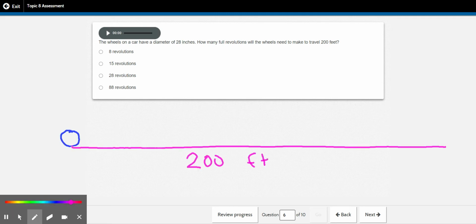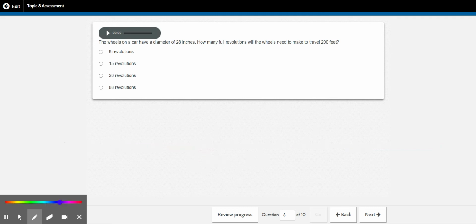This question is asking, if you have a wheel, that's what I drew in blue, how many times is it going to have to turn around to go 200 feet? So it's almost like if you were to lay it flat like this. I'm going to erase this and go through how to figure this out. They give you the diameter as 28 inches and they're asking about 200 feet, so we need to change inches into feet.